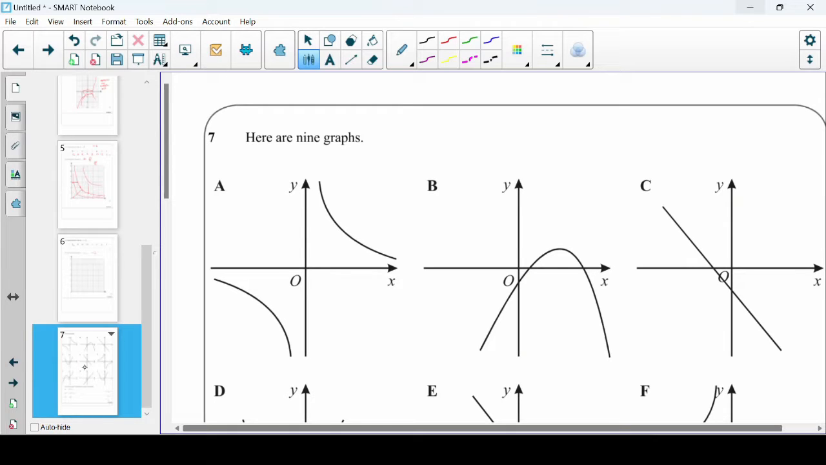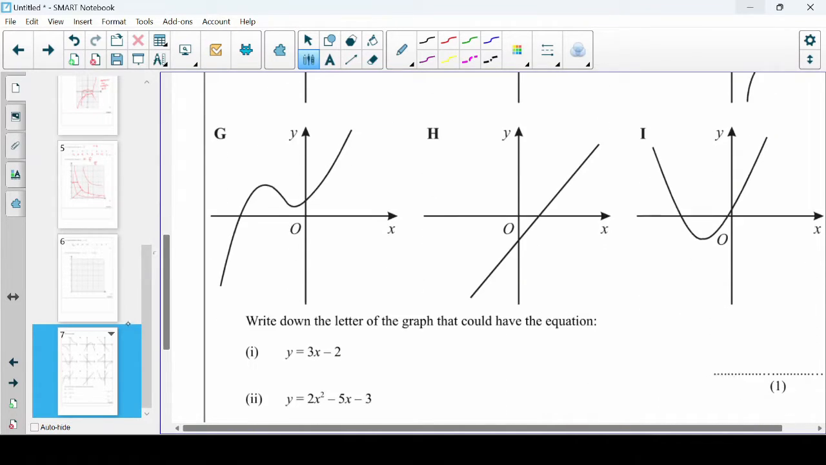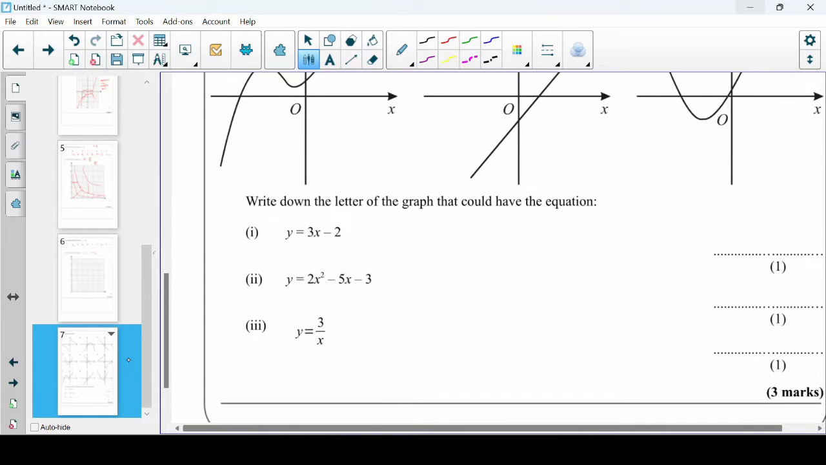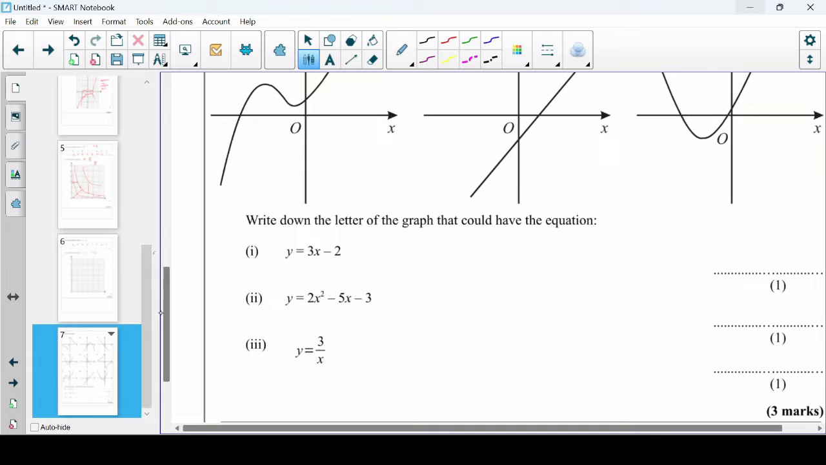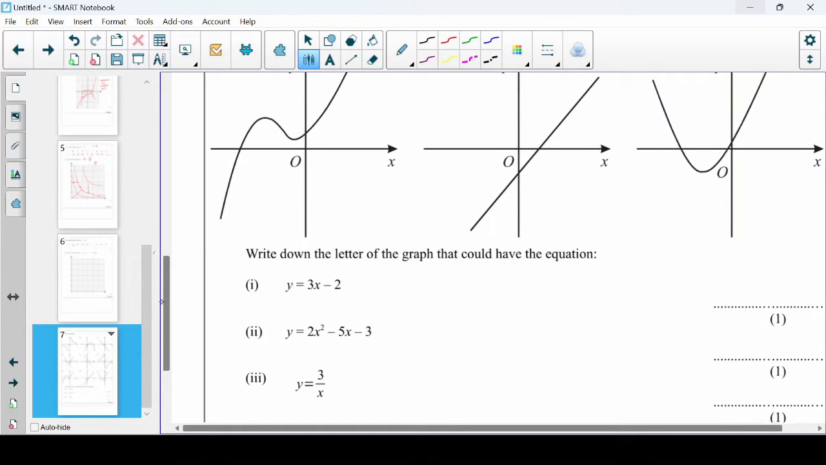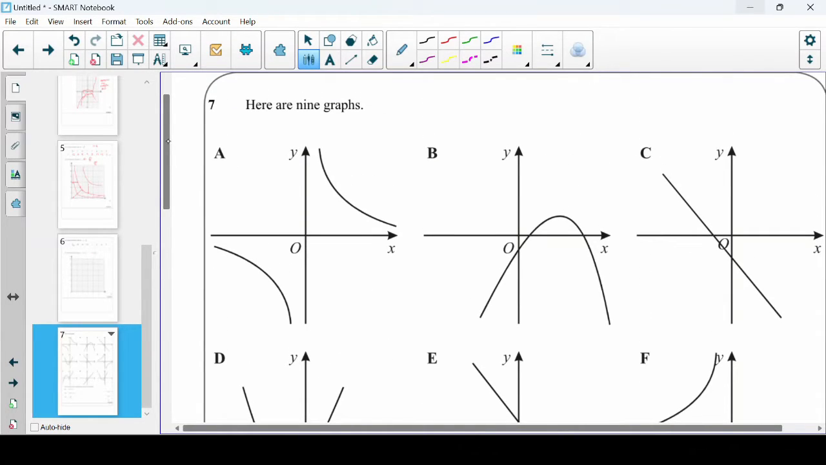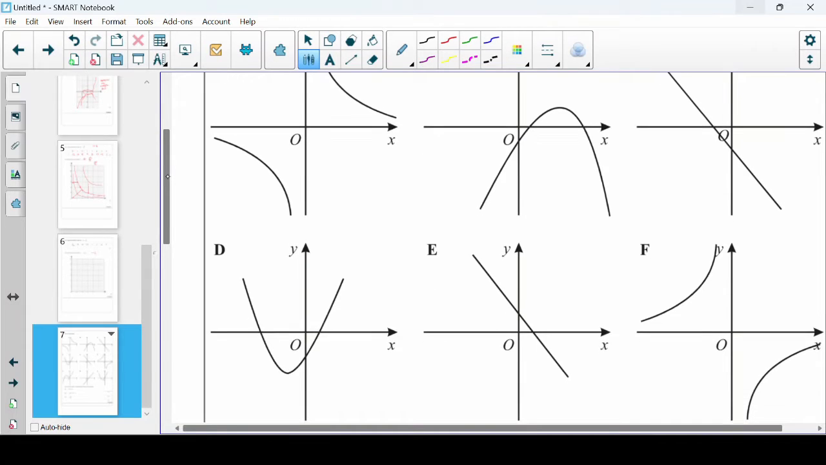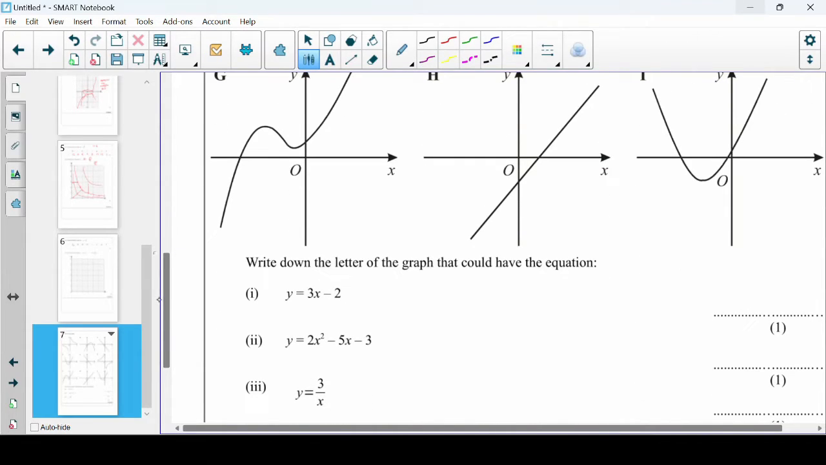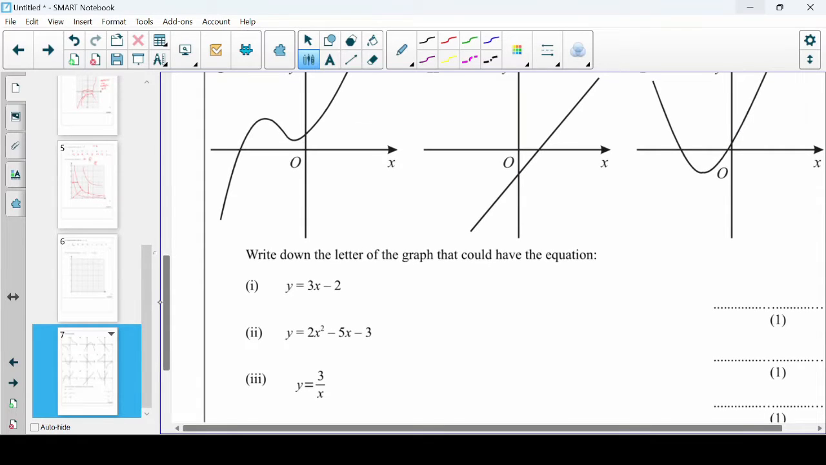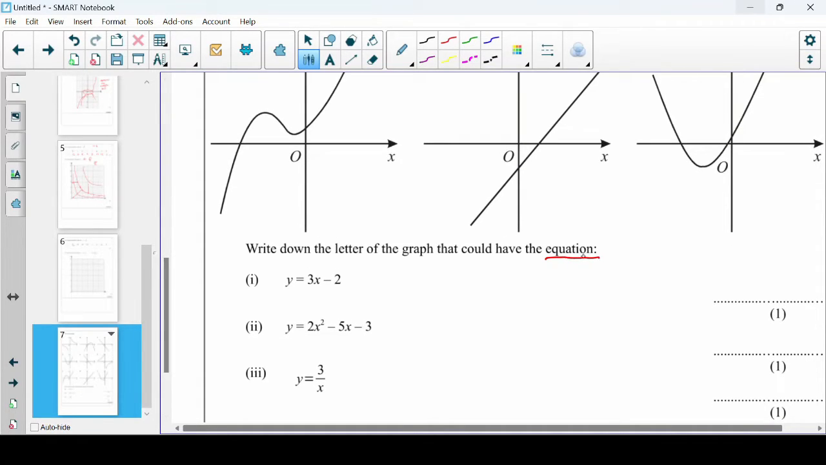So these are the types of graphs which you have to recognize and then write the values here. Write down the letter of the graph that could have the equation. So here are the graphs. Looking at these graphs, we have to guess what the equation of that graph can be. The first one we have is y is equal to 3x minus 2. What this equation shows us is y is equal to mx plus c.